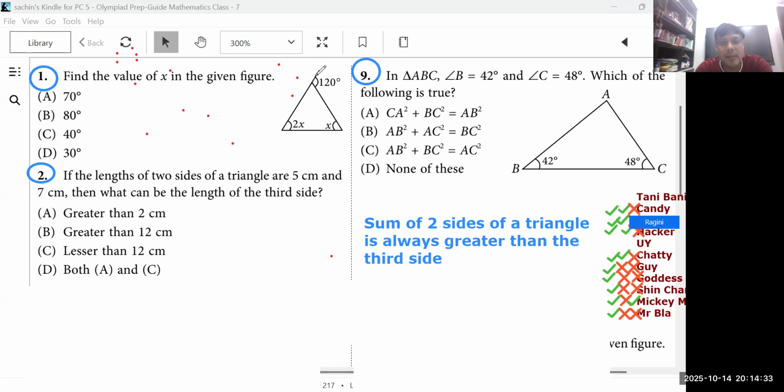So guys, let's see. This is an exterior angle. So 120 is equal to 3x. So 2x plus x is equal to 120. अच्छा, ये सभी का करेक्ट है. x is equal to 40.